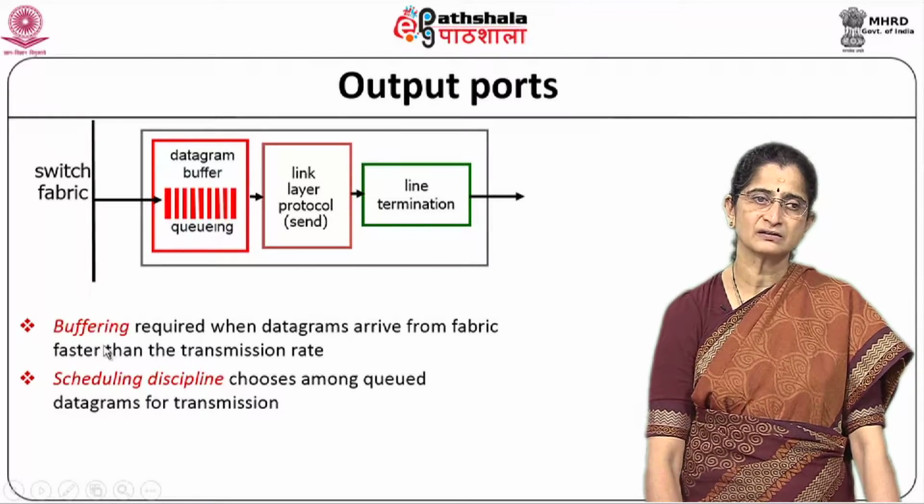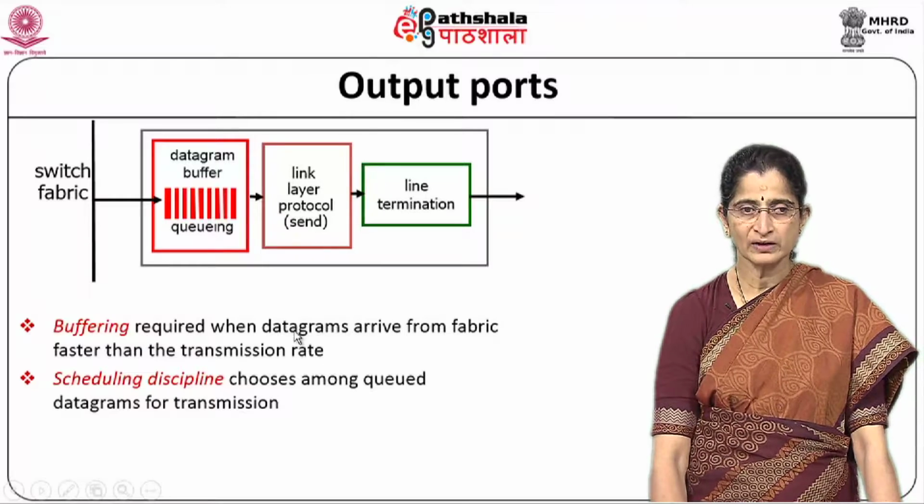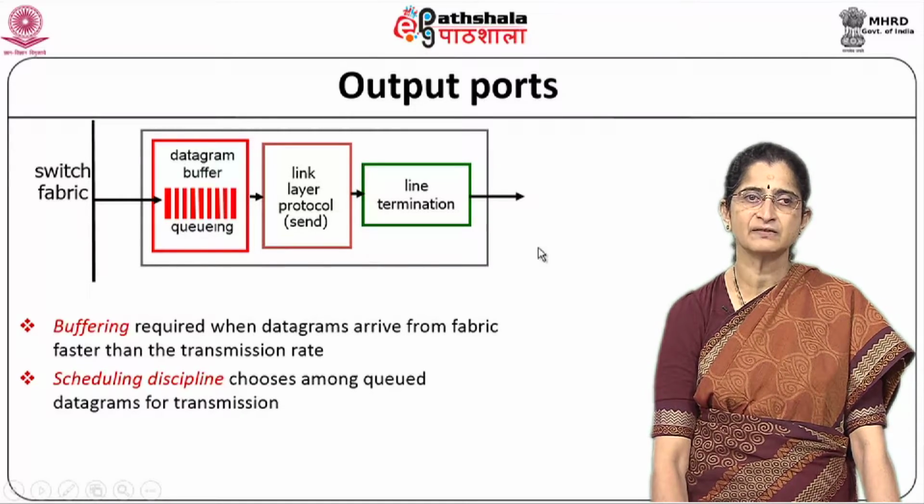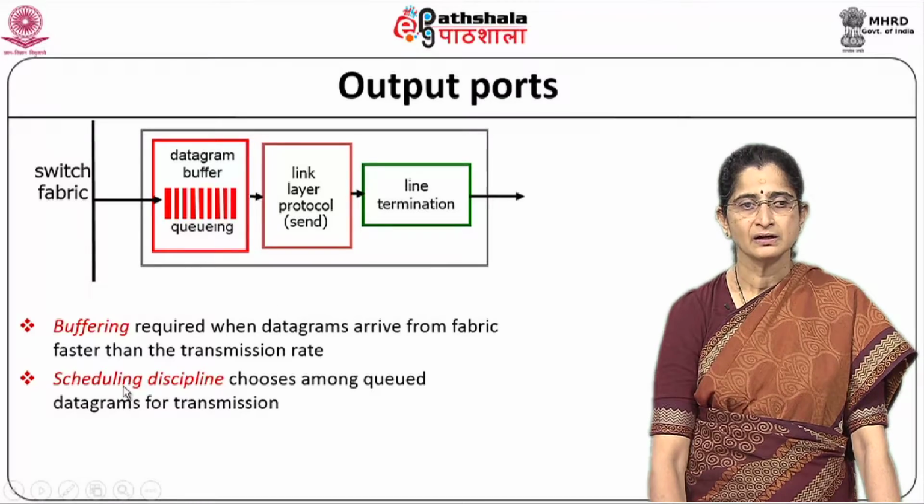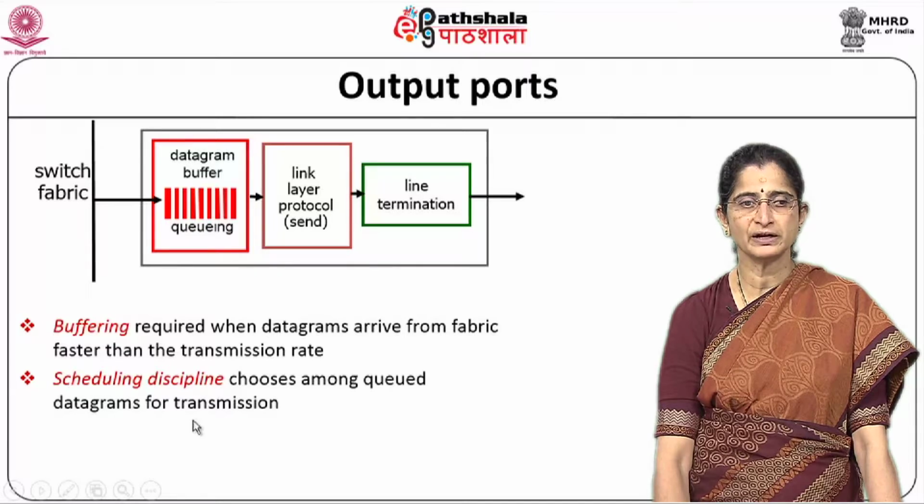Basically, what happens here are 2 things, buffering and scheduling. Buffering is required when datagrams arrive from the fabric at a rate which is faster than the transmission rate. And scheduling discipline is the one that is used to choose among queued datagrams for transmission.